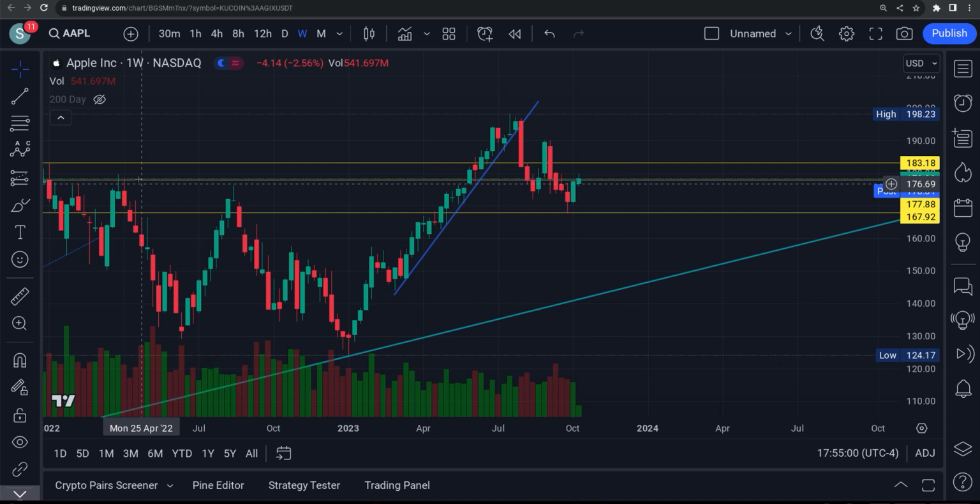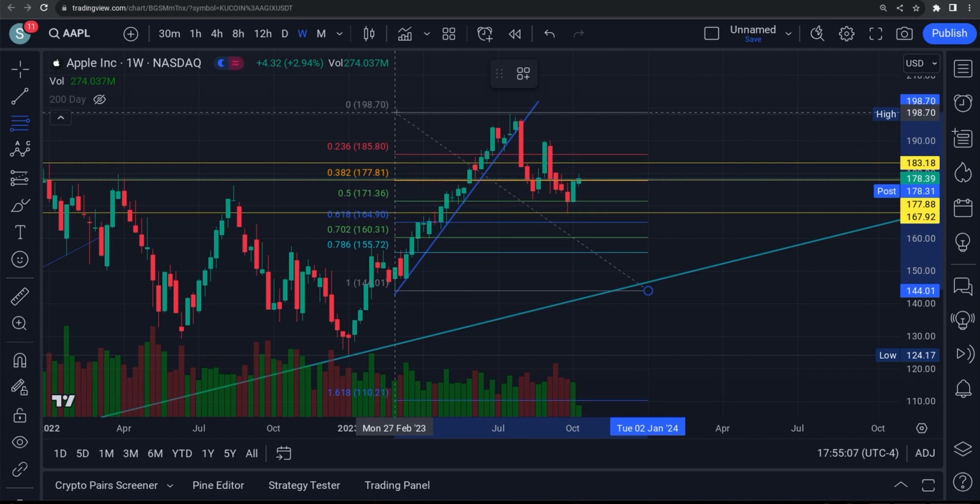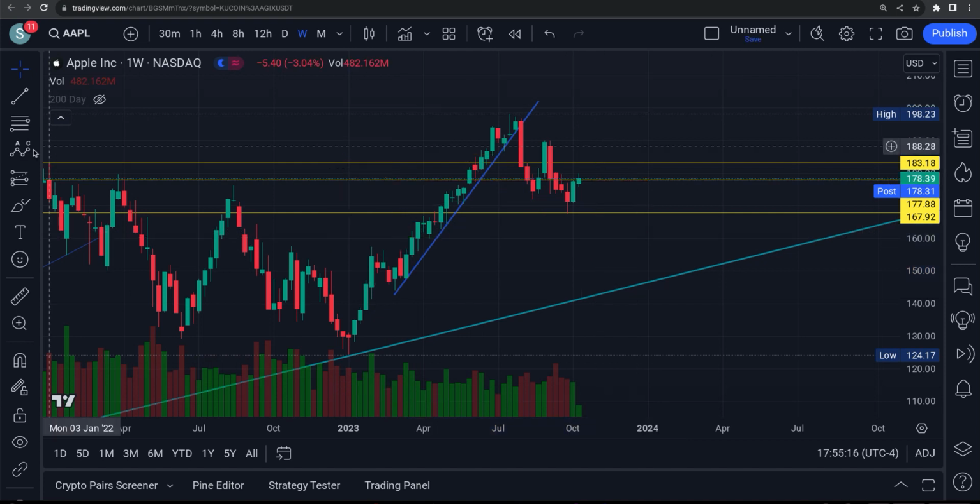Pretty perfect to me. All right, let's take a measurement here and see what kind of pullback we had. Well, about 50%. Didn't quite hit the 618 here, but this thing looks primed and ready to go. All right, what we have going on here.